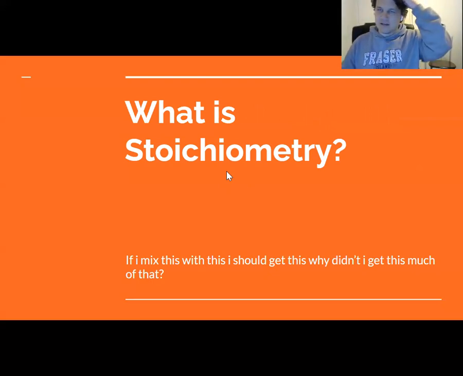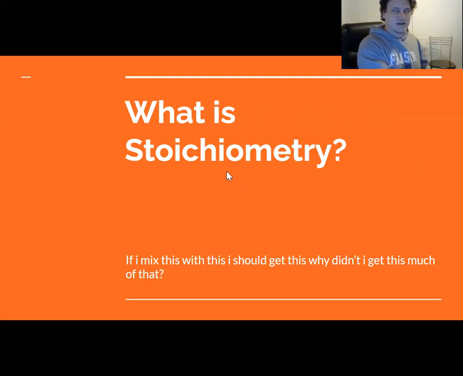Stoichiometry is the study of theoretically how much should I get when I mix A and B, and then looking at why you didn't get what you theoretically should have got. So according to the maths, this is how much I should have, but when I've actually made this product, I only have this much. Why is that? And that is what stoichiometry is about.